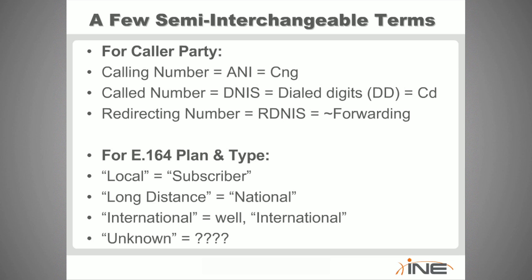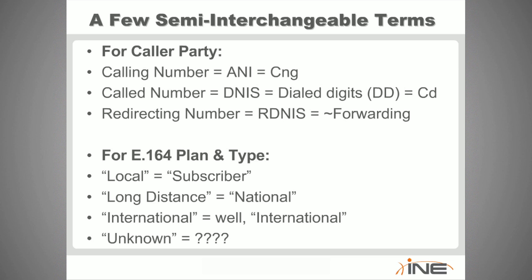For E164 plan and type, and really actually just type, I don't have anything related to plan in here. Plan would be ISDN or unknown or private if we were connecting to a local private PBX. Maybe we're using ISDN. There's a number of different formats here for plan, but I don't have them listed.